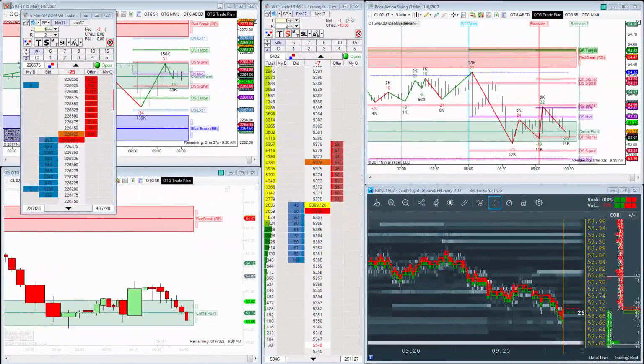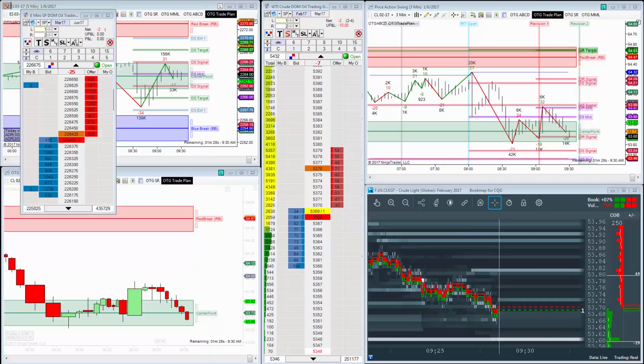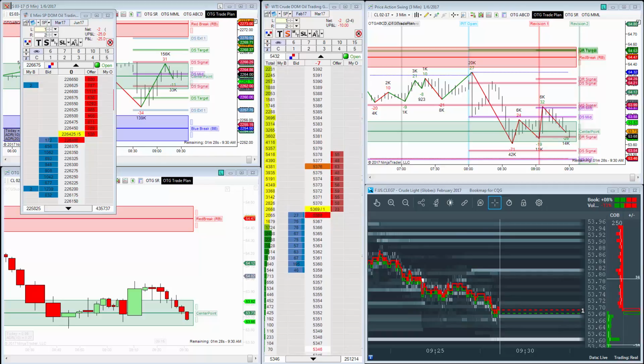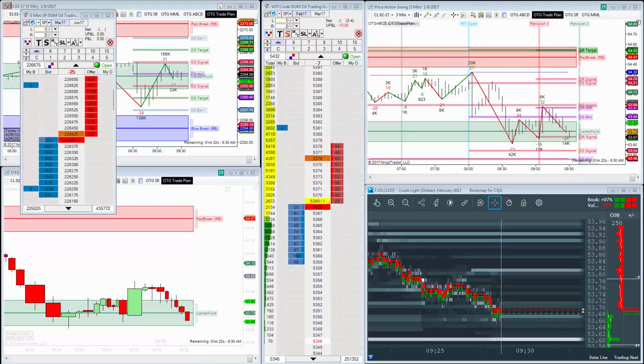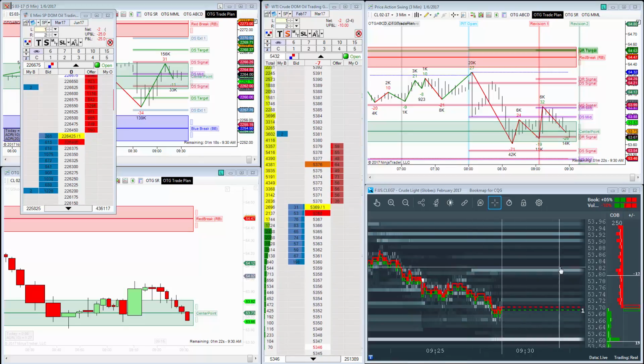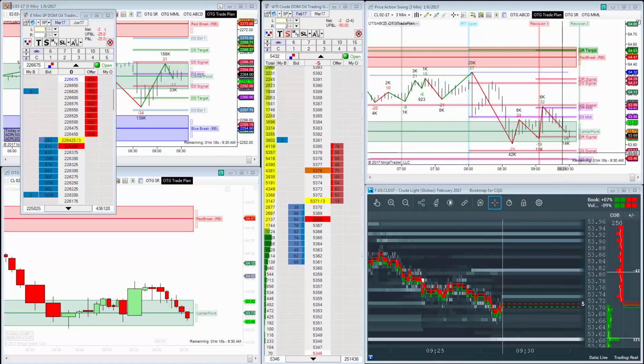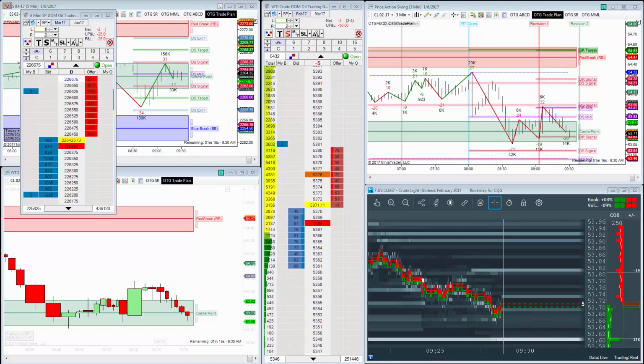Short at 68.69 on the CL, right in this area. I am short. My stop is 81. My stop is 81. I'm in short right here on the CL. My stop is 81. 12 ticks to 81.